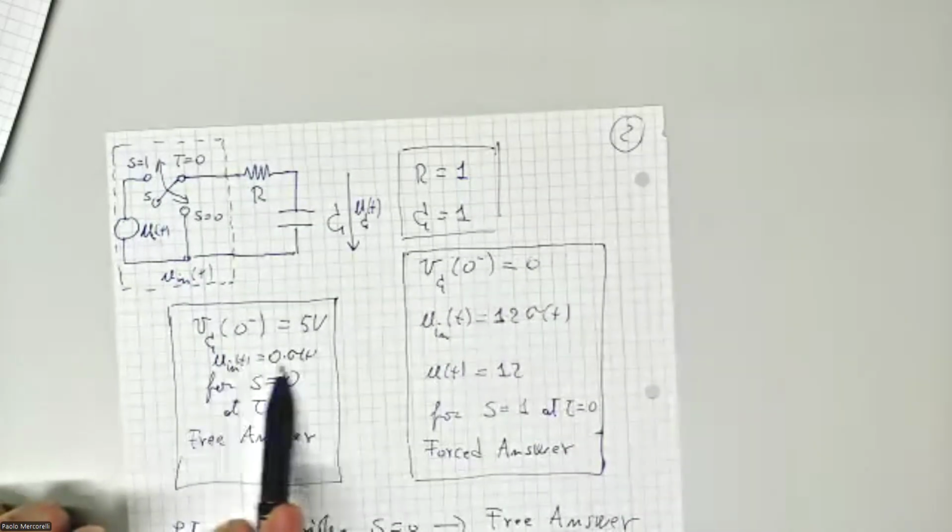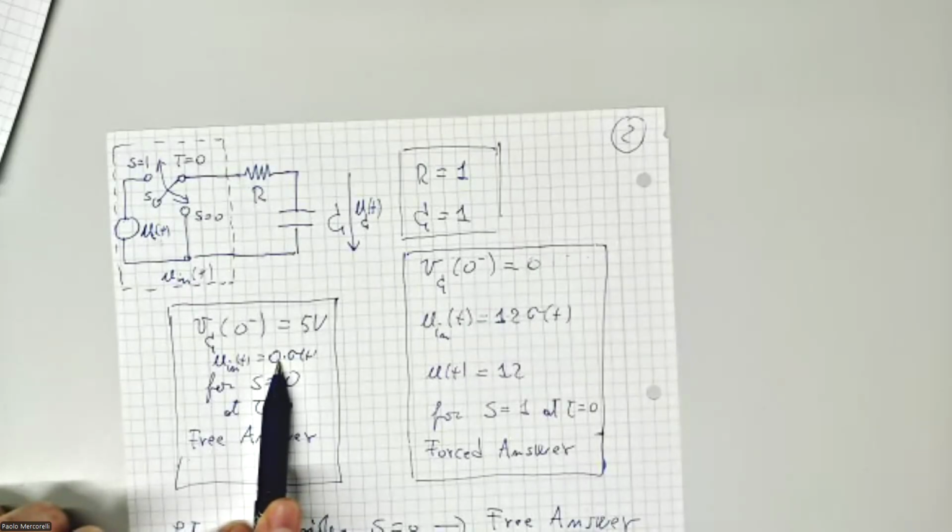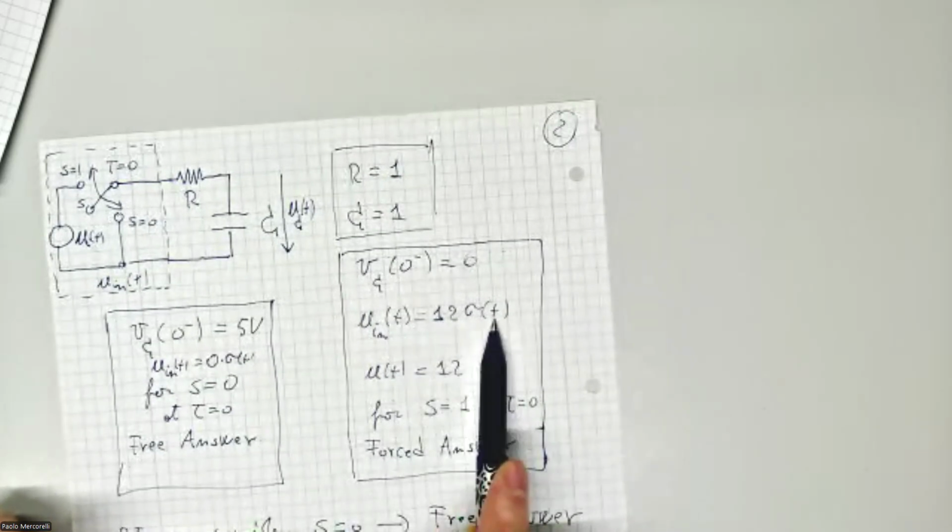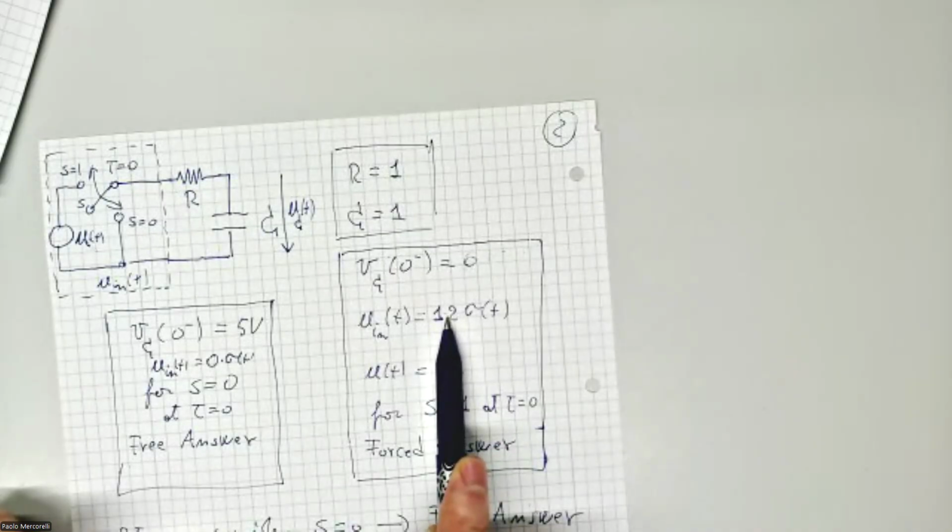So here we have the step response, but the step is 0. Therefore, we have a free answer. Here is the step with amplitude 12.